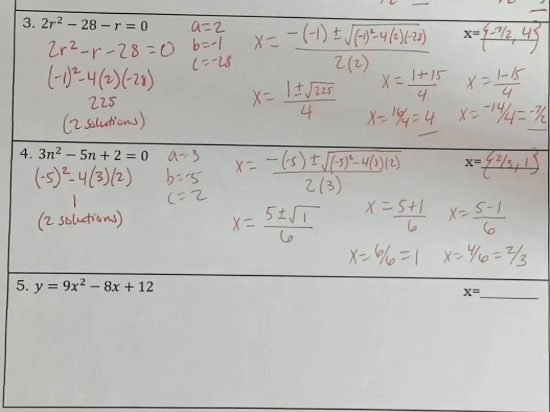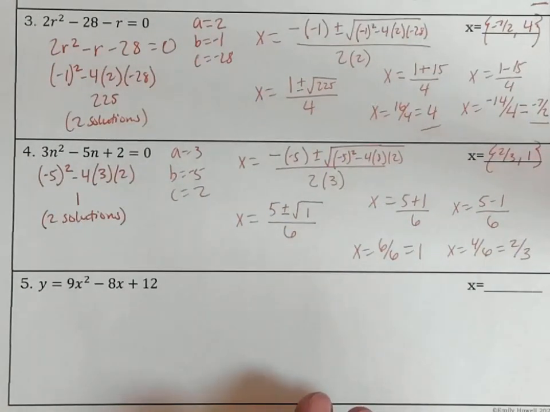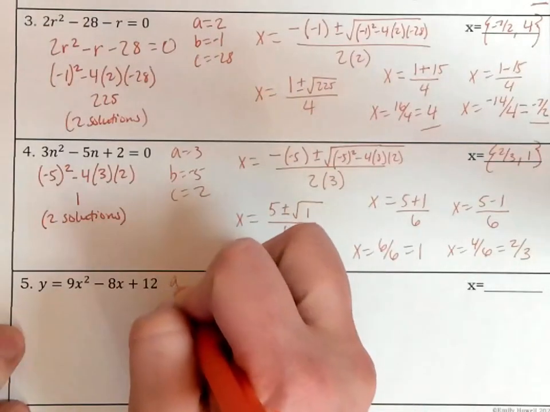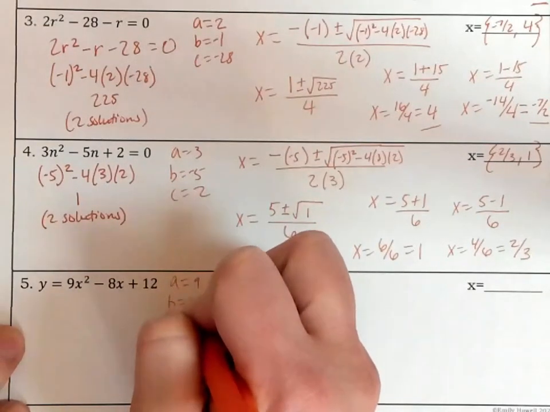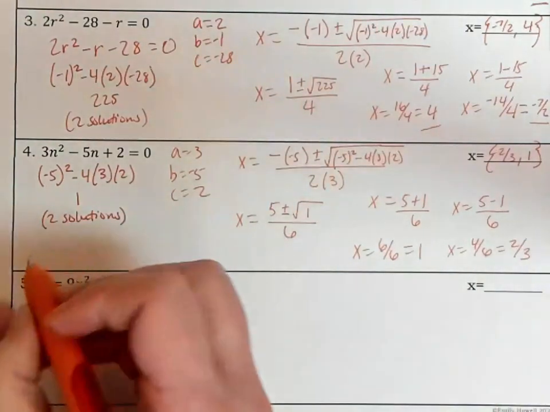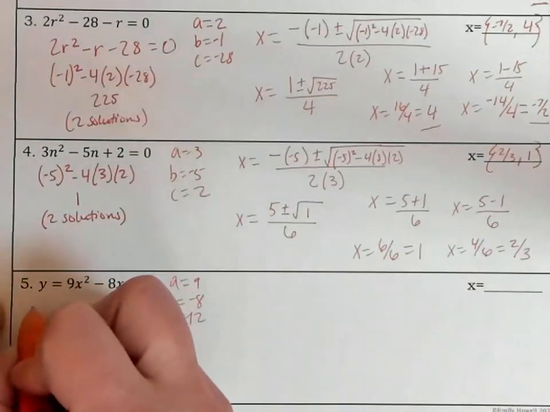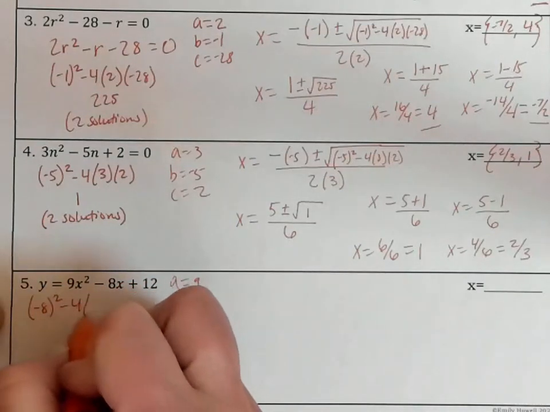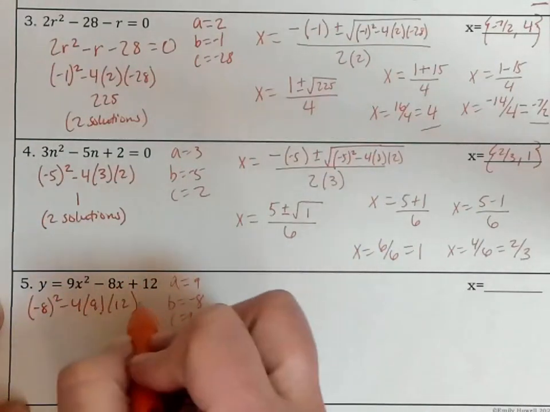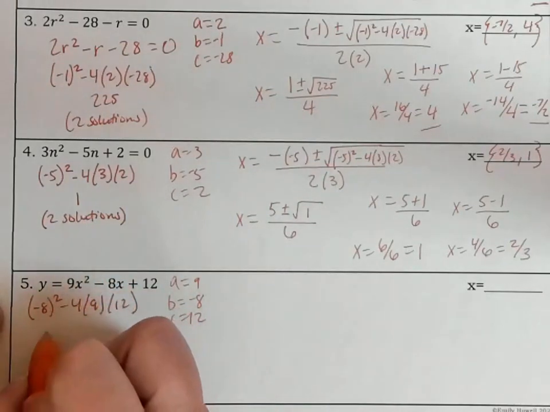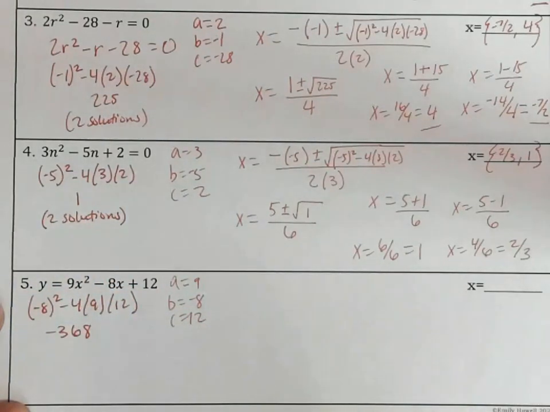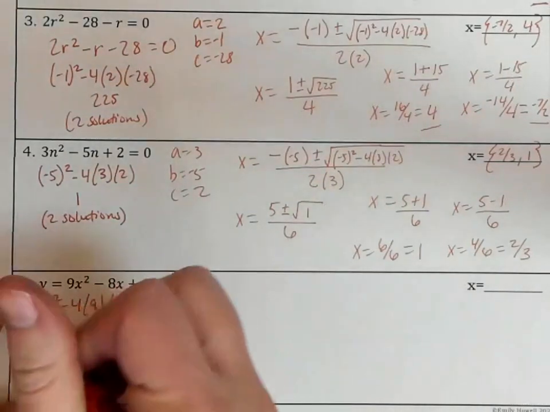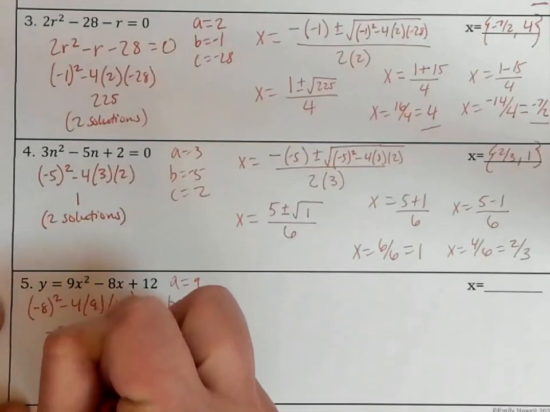All right, and the last one that we are going to do is number 5. So on number 5, we check to simplify, rearrange, or remove our greatest common factor. We don't have anything there to do, so let's go ahead and check our discriminant. So a is equal to 9, b is equal to negative 8, c is equal to 12. Here I end up with, let's see, negative 8 squared minus 4 times 9 times 12. And when I plug that into my calculator, I end up with negative 368. And if you remember with the discriminant, any number less than 0 is supposed to be a no solution problem.